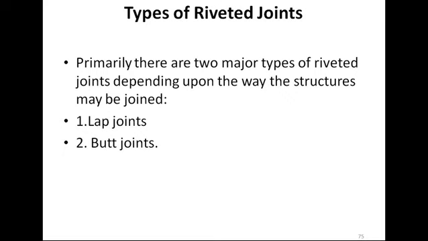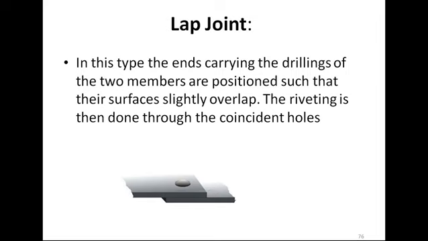Now the types of riveted joints. Primarily there are two major types of riveted joints, depending upon the way the structures are joined. The first one is a lap joint and the second one is a butt joint. First we are going to see the lap joint. In this type, the ends carrying the drilling of the two members are positioned such that their surfaces slightly overlap, and the riveting is then done through the coincident hole.